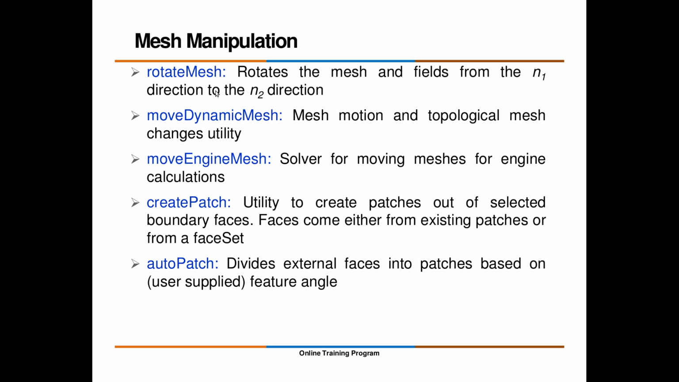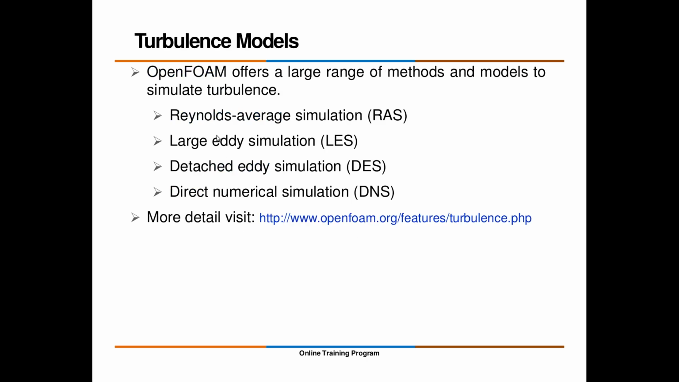Let's say you want to rotate the mesh. Previously you thought, okay, my stream-wise direction is X, but I want it in Y. Either you go back to the mesher and change the mesh, or with the help of rotate mesh, it will immediately rotate. So this is all about mesh manipulation. OpenFOAM comes with certain classes of turbulence modeling. RANS-based models are available, LES-based, detached eddy which is called DES, and DNS. If you walk through this particular feature link, on openfoam.org under turbulence features, you will see n number of turbulence models that are coded in the OpenFOAM environment.